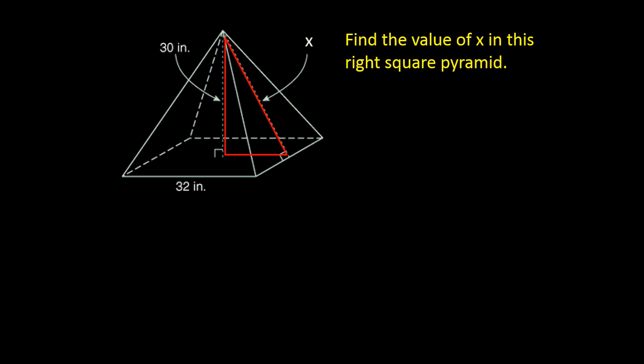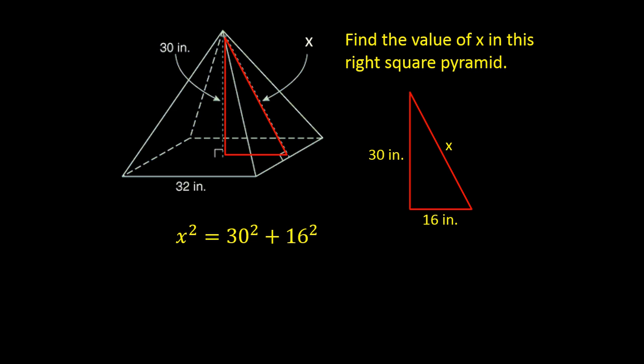But that's not really a difficult thing to figure out because we can see that the square that makes up the base has a side that measures 32. So that length of the right triangle along its base at the bottom would have to be half of that, or 16. So if we look at that right triangle separately from the three-dimensional figure, we can see we have one side that measures 30 inches. We're trying to find the value of x in the hypotenuse, and then this other side would measure 16. That's half of the 32.